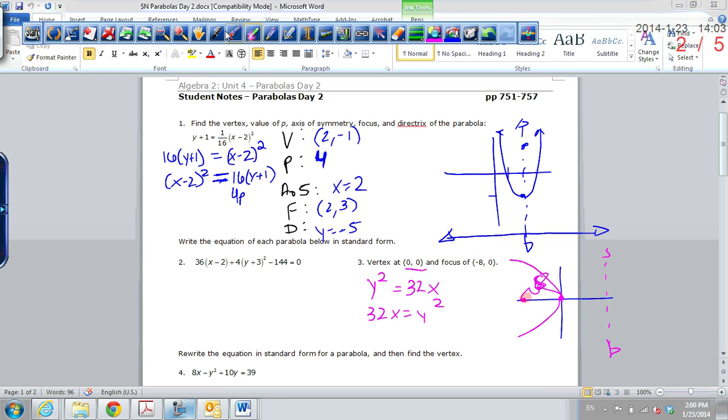Oh, my bad. I missed something. It should be a negative 32 because it's opening to the left. My apologies.